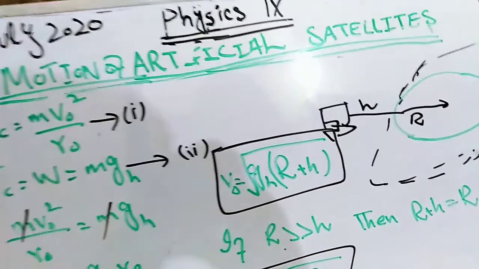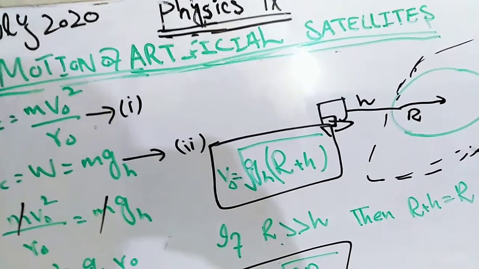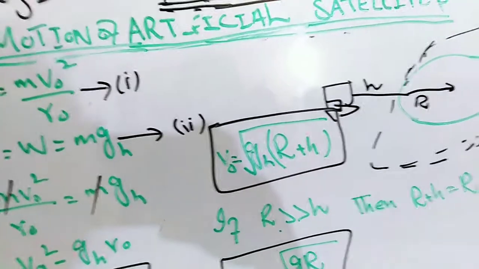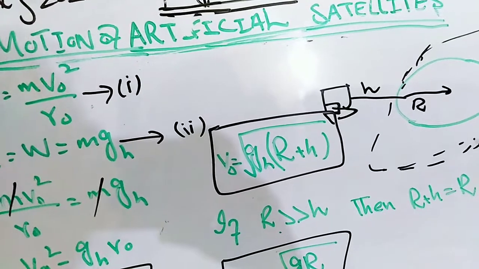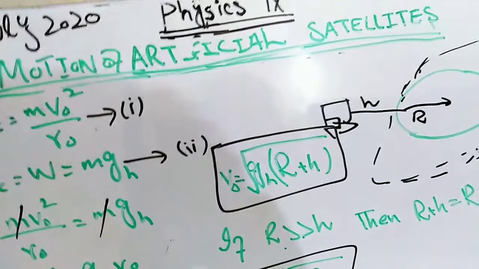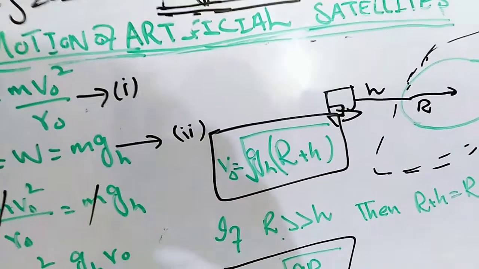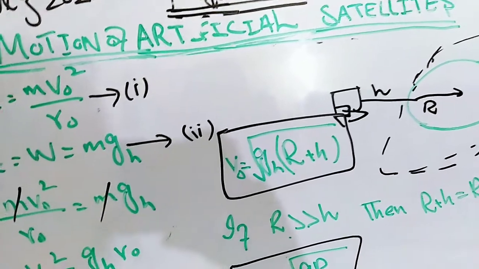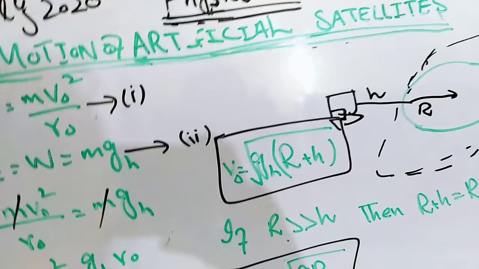Any object that revolves around a planet is called a satellite, and we have only one natural satellite, that is the moon. In the last topic we discussed that when we send many objects into space, a few of them revolve around the earth, and those are called artificial satellites.